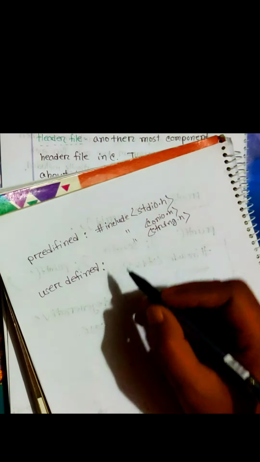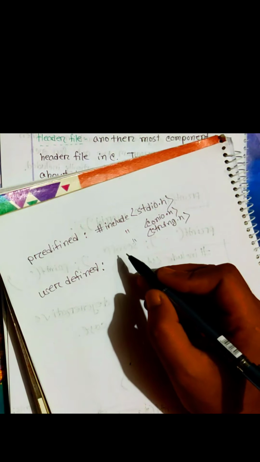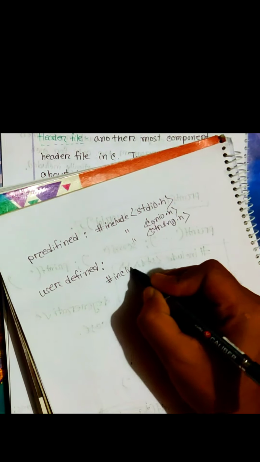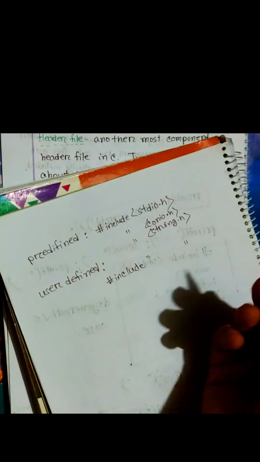Okay, let's move on to user-defined preprocessor. User-defined preprocessor means some files that the programmer creates to use later. Okay, let's see an example of how to write it. You have to write it with hash include, with double quotation marks, and that is all.